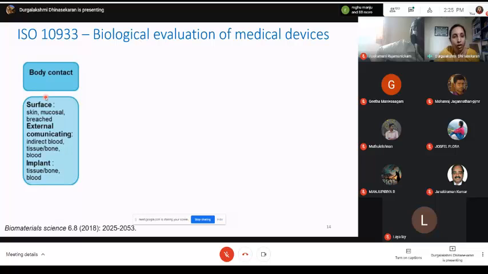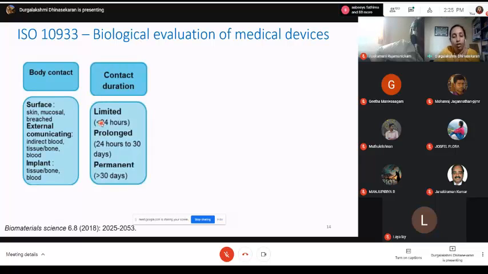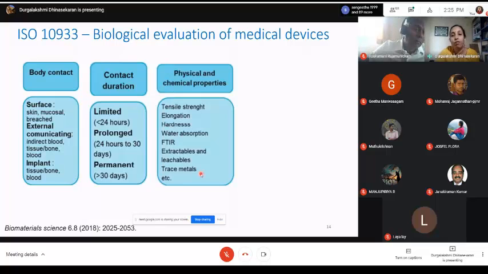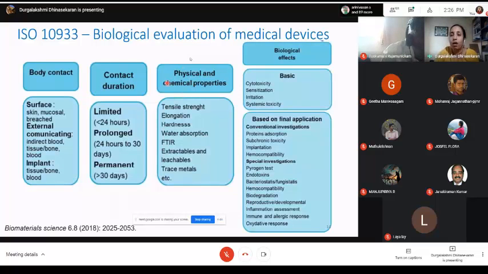If it is in body contact, based on the contact duration, whether it is limited to 24 hours, or of a prolonged duration, or kept permanent as in the case of an implant, it will be categorized and tested in different conditions. Then they will study properties such as tensile, elongation, FTIR. Both the physical and chemical properties will be studied. Then it comes to the biological effects studies, where the basic studies are in vitro and the final ones are in vivo. Like this, they do it systematically.